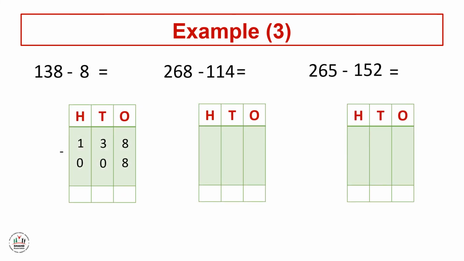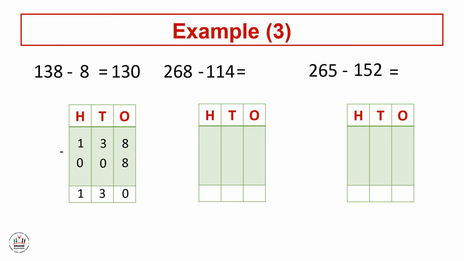Now let's solve the following exercise. 138 minus 8. Subtract ones from ones. 8 minus 8 is equal to 0. Then subtract tens from tens. 3 minus 0 is equal to 3. Then subtract hundreds from hundreds, so 1 minus 0 is equal to 1. So the answer is 130.